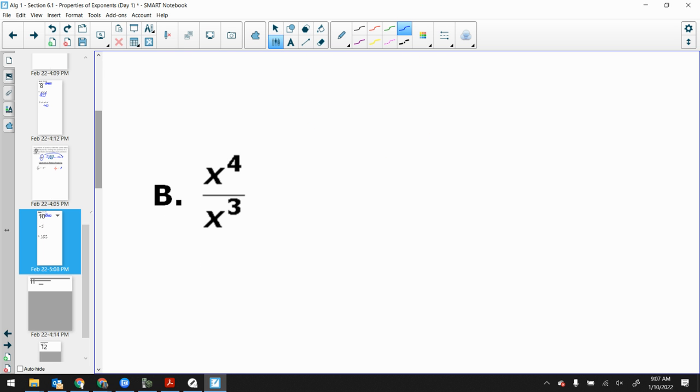All right, so what would this be? X to the first, right? X to the 4 divided by x to the 3rd is x to the 1st power, or just x if you wanted to. That's fine too.